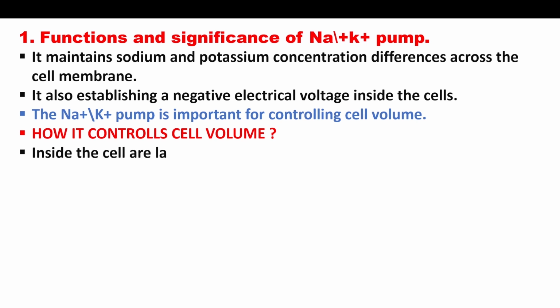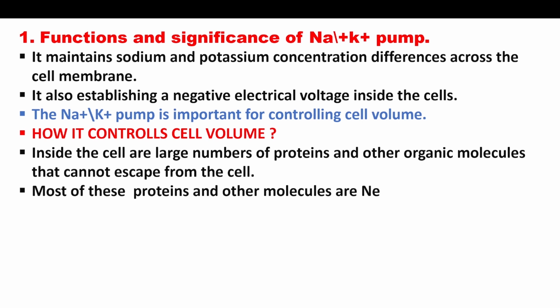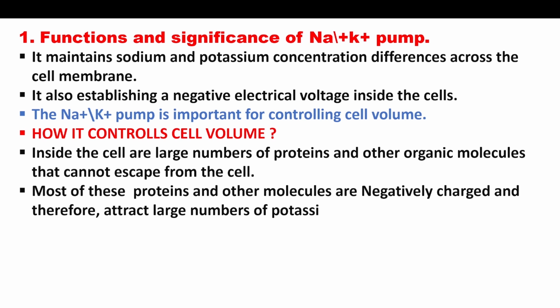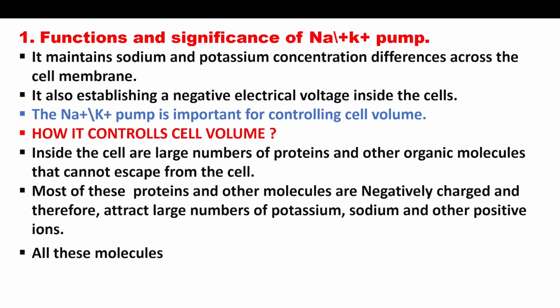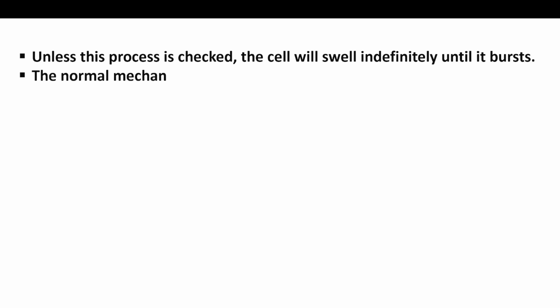Inside the cell are large numbers of proteins and other organic molecules that cannot escape from the cell. Most of these proteins and other molecules are negatively charged and therefore attract large numbers of potassium, sodium, and other positive ions. All these molecules and ions then cause osmosis of water to the interior of the cell. Unless this process is checked, the cell will swell indefinitely until it bursts. The normal mechanism for preventing this outcome is the sodium-potassium pump.